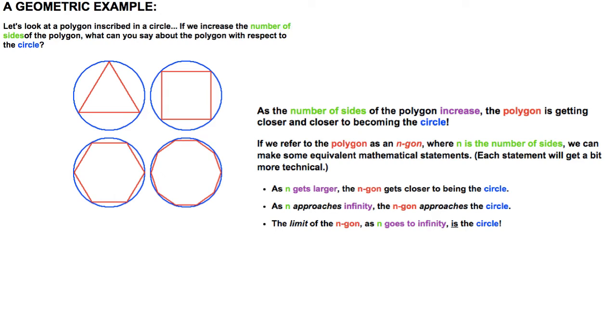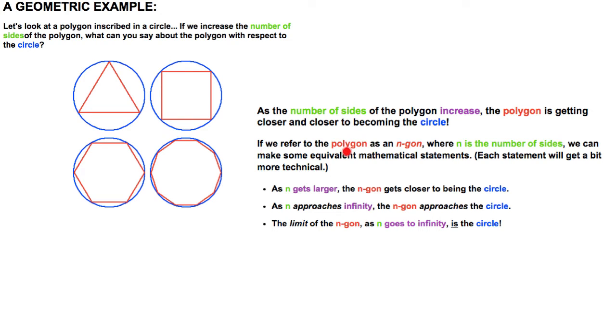If we increase the number of sides, for instance, if we go from 3 to 4 to 1, 2, 3, 4, 5, 6 sides of a polygon, what can you say about the polygon with respect to the circle? Well, as we increase the number of sides in the polygon, I hope you can see that as the number of sides of a polygon increases, the polygon is getting closer and closer to becoming a circle.